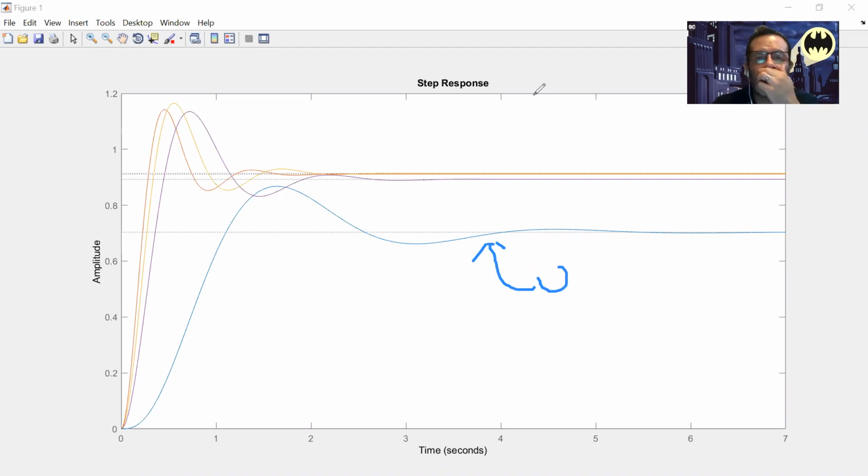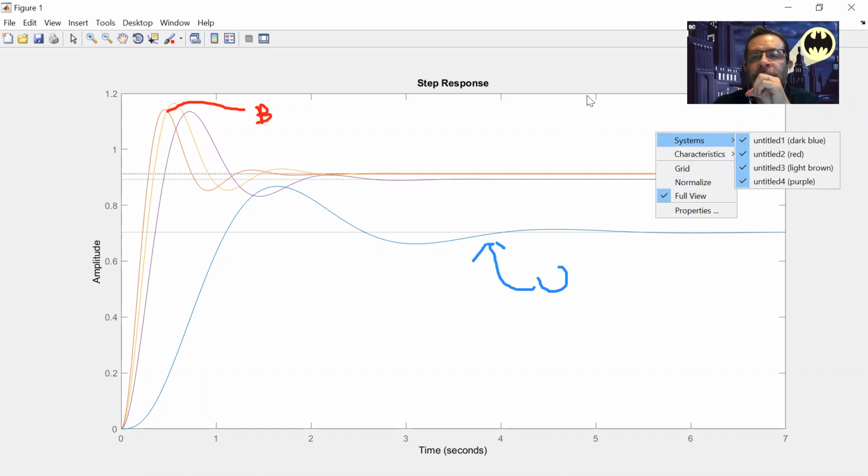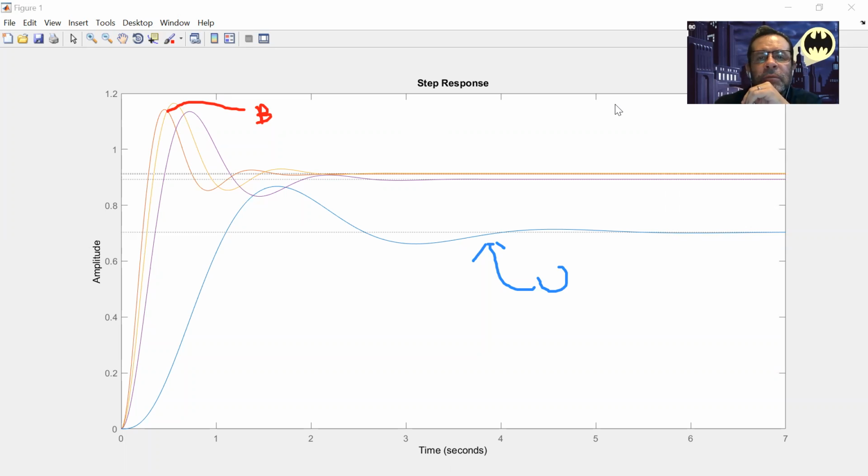Uncompensated, I'm just going to put a U there. The red one is compensation B. Then we've got light brown and purple. The light brown, which I actually think is what they call yellow here. Seems yellow to me. This one would be C. And the purple one, which would be this one, would be the D.